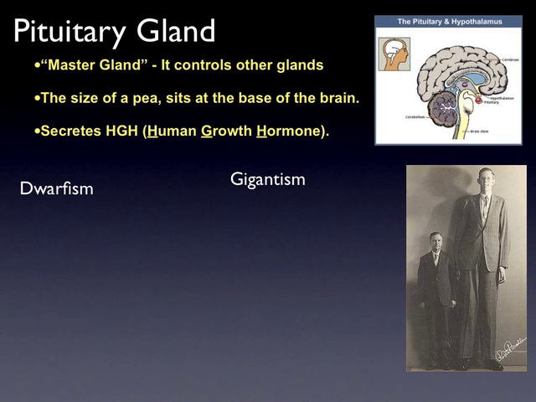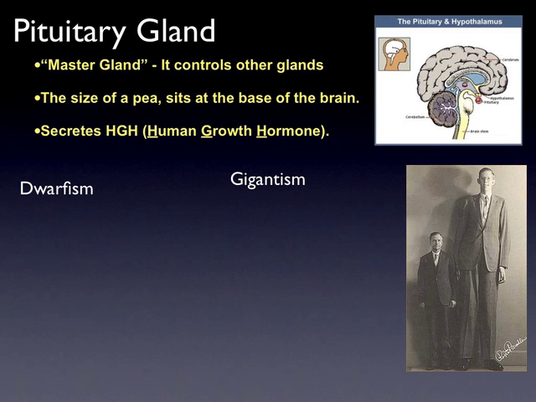Sometimes athletes may take human growth hormone to increase their muscle mass, or they inject themselves with it. Sometimes they use it to recover from an injury, but it's a banned substance. It's considered in the same class as steroids, and we'll talk about that as well.